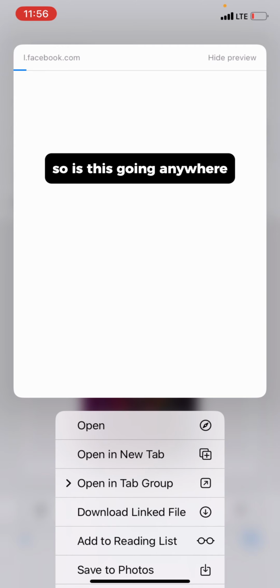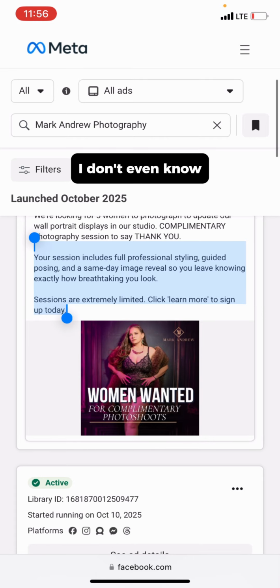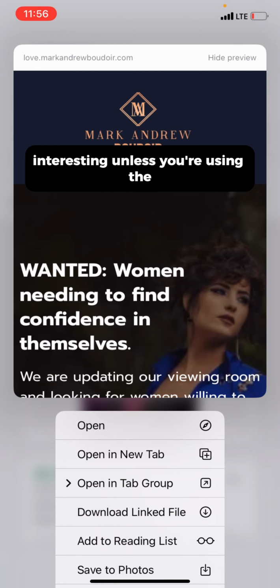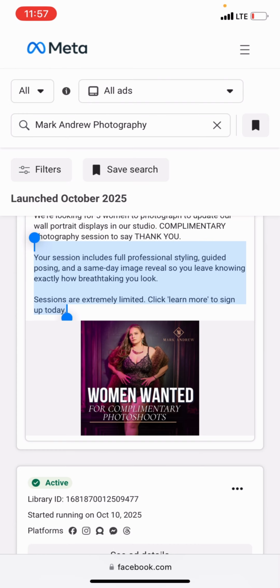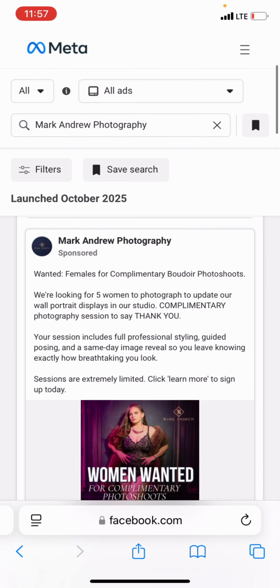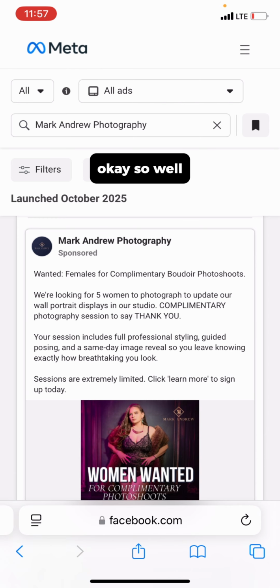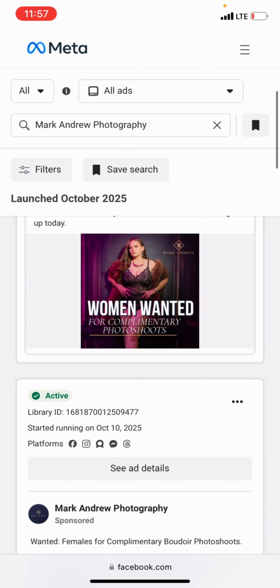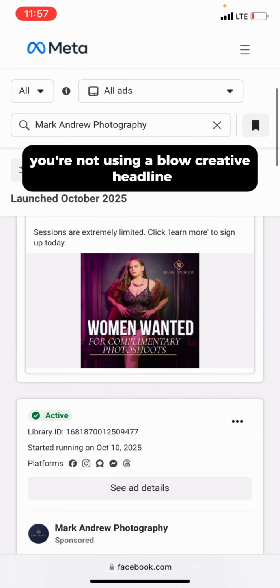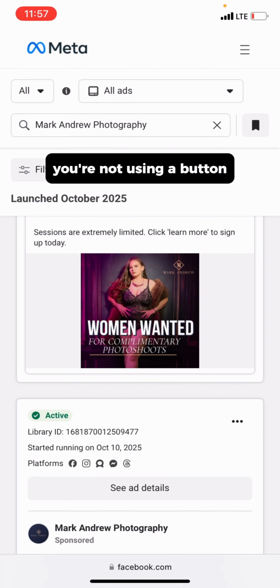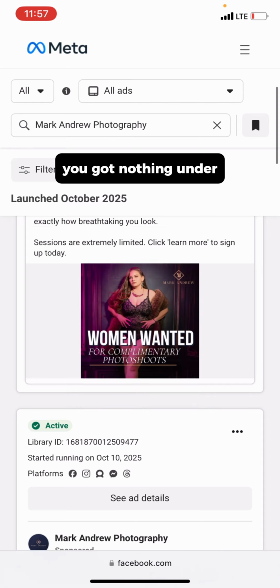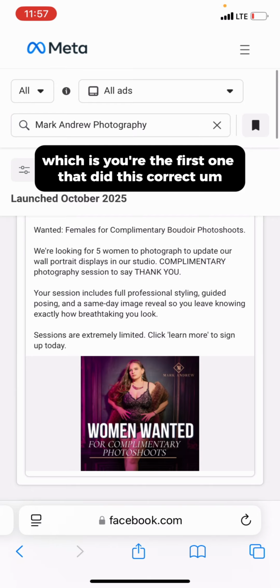So is this going anywhere? I don't even know. Okay, it goes to yours. Interesting, unless you're using the one hack. Okay, so, well, you don't have a button. All right, you're not using a below creative headline, you're not using a button. You got nothing under, which is, you're the first one that did this correct.